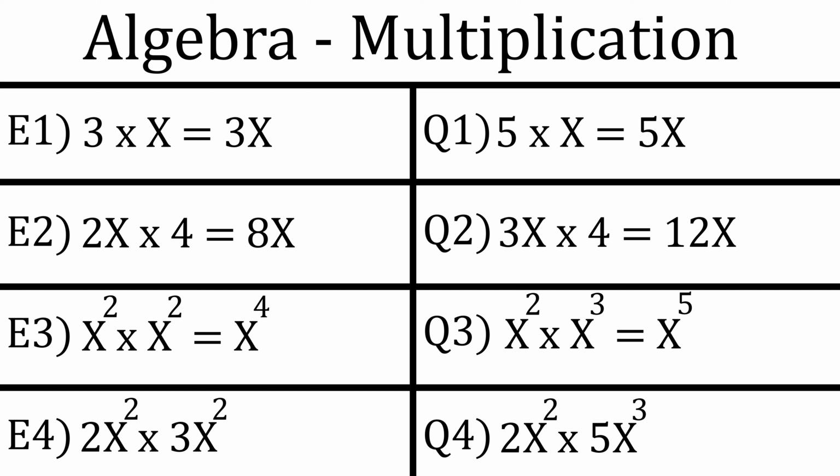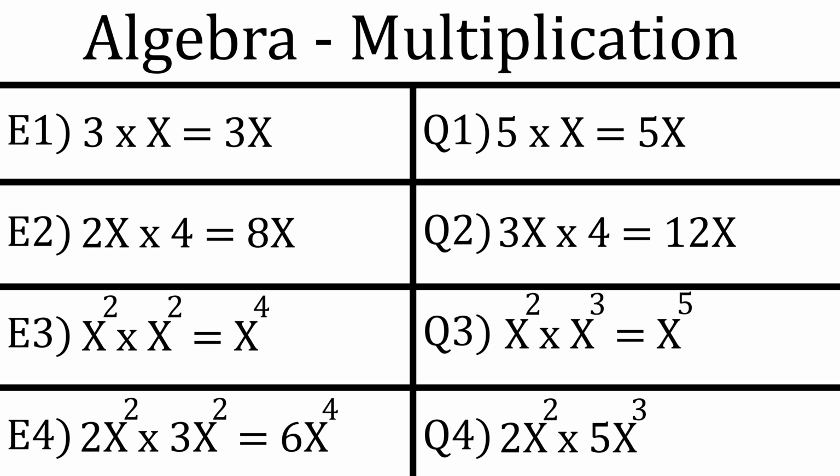So last but not least, we have E4 now. So we're kind of combining everything we've learned a little bit together. So we have 2x squared times 3x squared, and we need to find out the answer. So we times the numbers together. So we have the 2 times 3. So that's going to give us a 6. The x, we don't change the x, but because we have x squared times x squared, we do change the power. So we add the powers together and we times the numbers. So that's going to give us 6x to the power of 4.